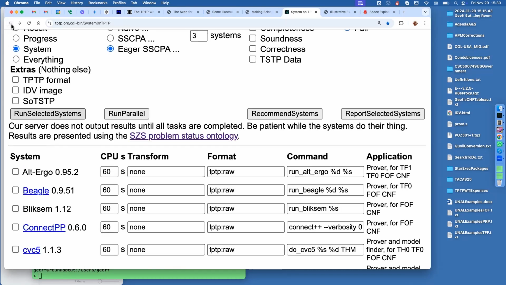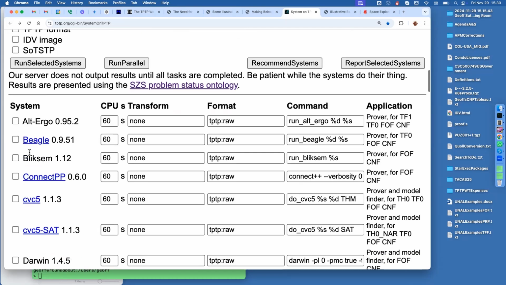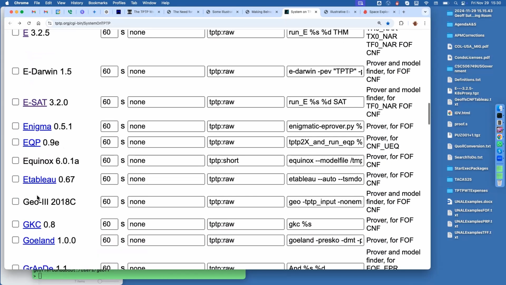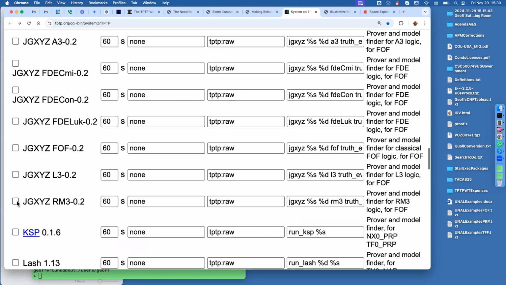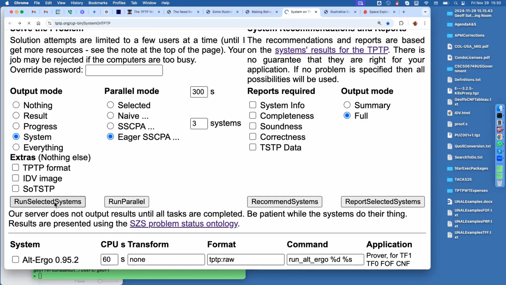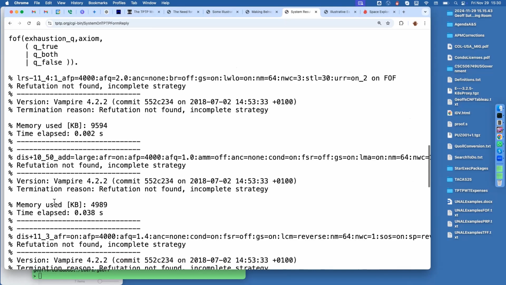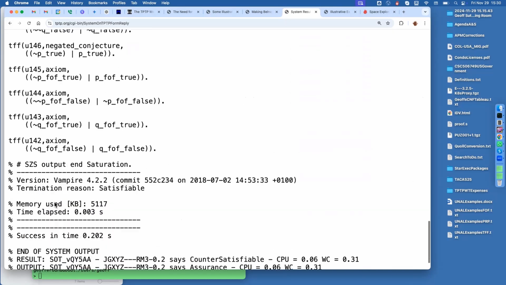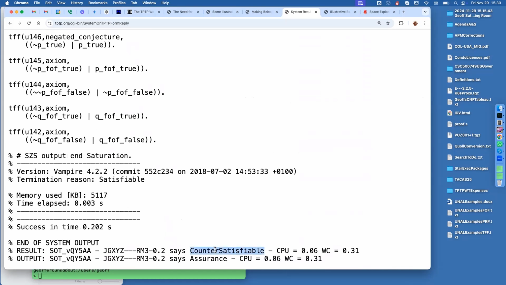But now, if you move to the logic RM3, where things can be true and false, I'll run a theorem prover for RM3, one that I wrote some years ago, and we do this. Scroll down. There we go. Counter-satisfiable. So in a three-valued logic, if you have the axiom Q, you cannot prove P implies Q. Why is that the case? It's because Q can be both true and false at the same time.